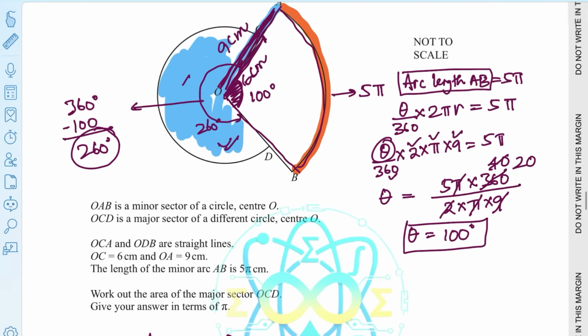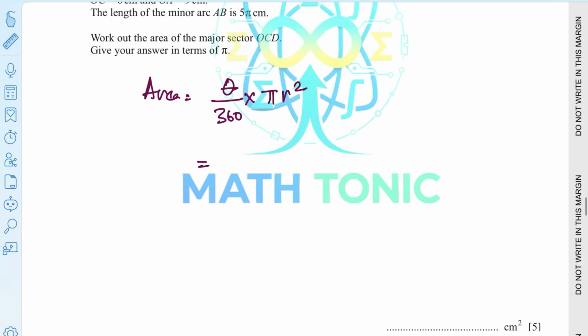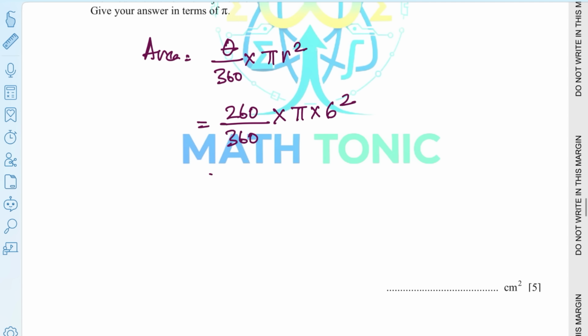So if you go back to this figure, this angle we have is 260 degrees and this radius is given as 6 centimeters, right? So yes, we can use that. So 260 over 360 times pi times 6 squared. Okay, so again, 260 over 360 times pi times 36.